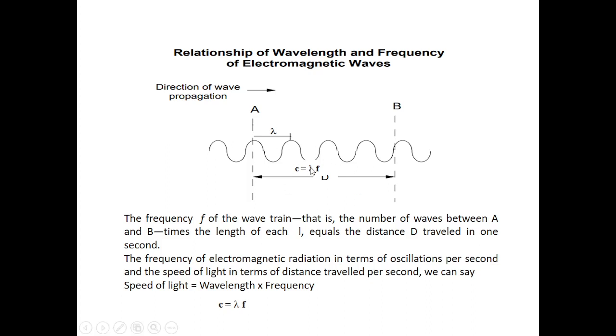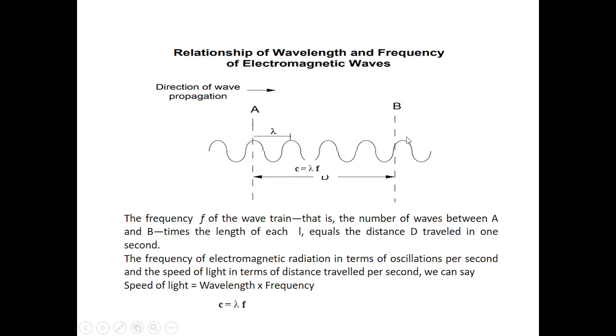Since all electromagnetic radiation travels at the same speed, the number of crests passing a given point in space in a given unit of time varies with the wavelength. For example, 10 waves of wavelength 10 meters will pass by a point in the same length of time it would take one wave of wavelength 100 meters.